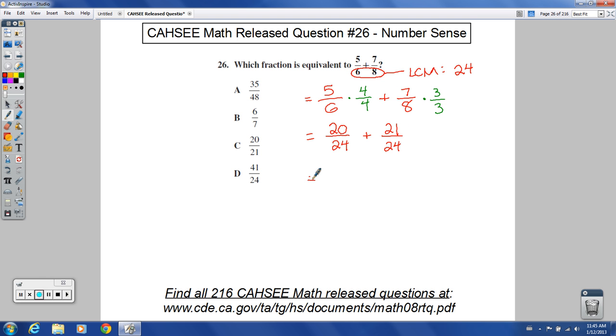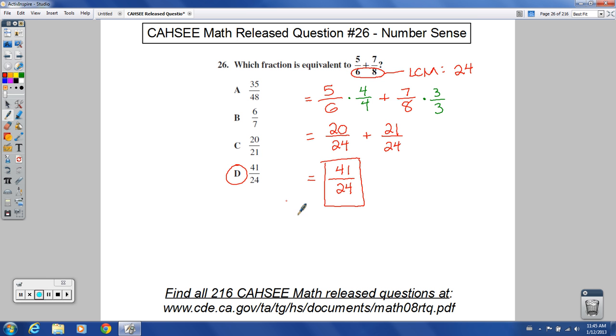Add these two numbers together, and the denominator, hopefully you remember from previous classes, remains the same. Once you get the denominator the same with addition or subtraction, it stays the same, and then you just add or subtract the tops. So we have addition here, add the tops together, and you have 41 over 24. Look at your answers, it's listed like that. So this is your final answer.